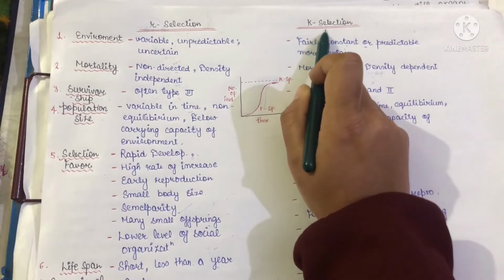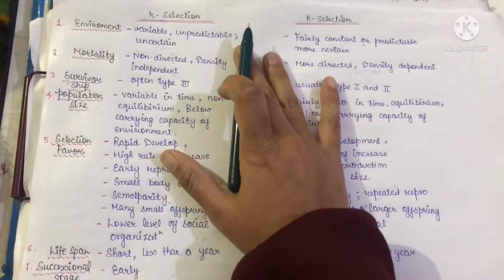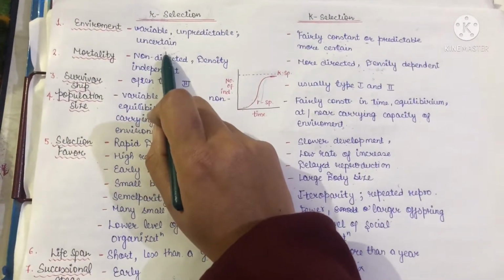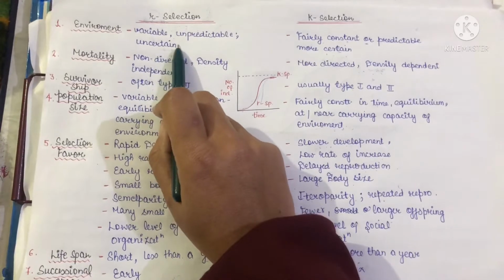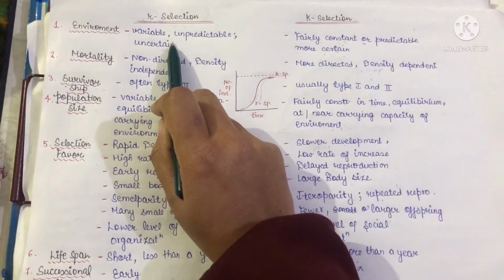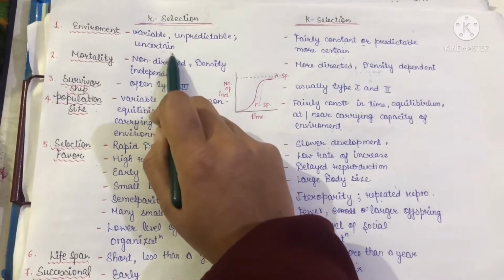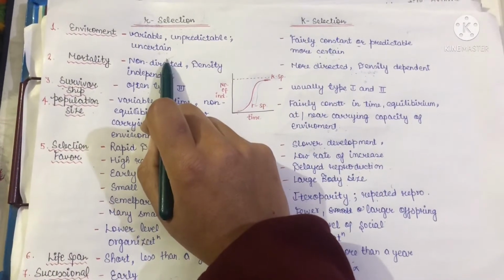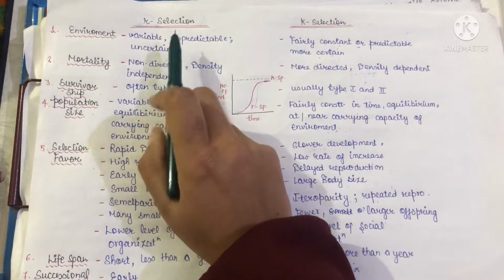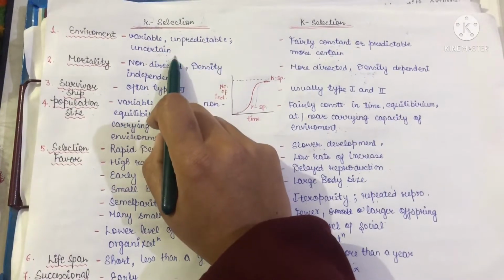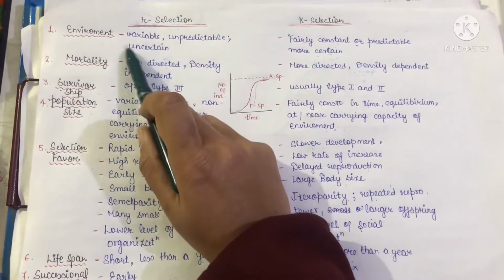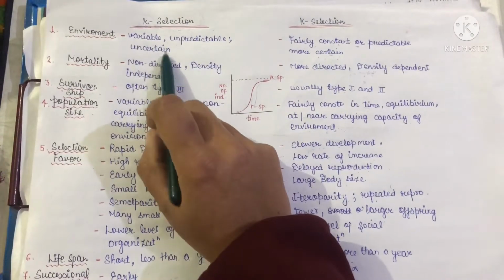So let's begin with the differences, and we will also decode the terms, the actual meanings of the terms that occur under the R selected species and the K selected species. So the first difference comes under the environmental condition.